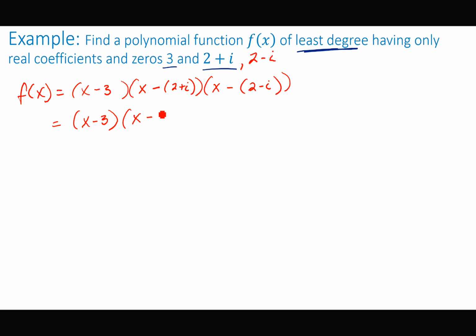I'll say x and think of it as a negative 1 outside the parentheses. So this is x minus 2 minus i. I'll write it as a binomial, or I'm sorry, trinomial, 3 terms. Okay, does that make sense how I got minus 2 minus i? And then on this one, it's going to be x minus 2 plus i.